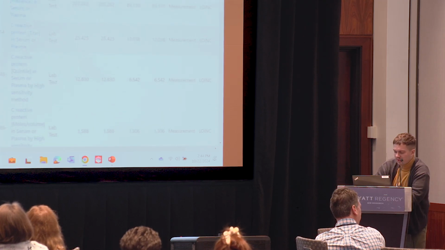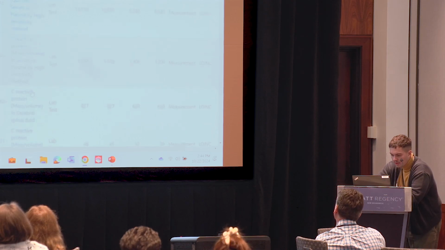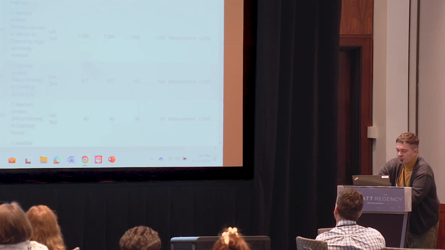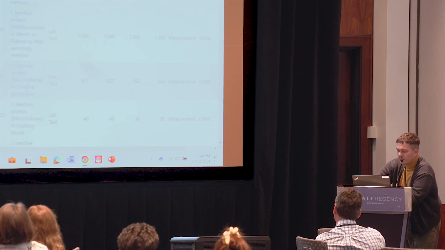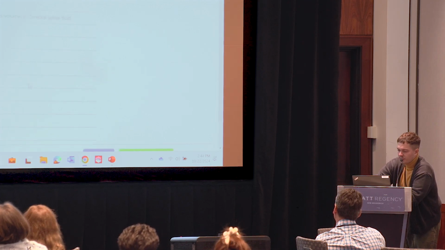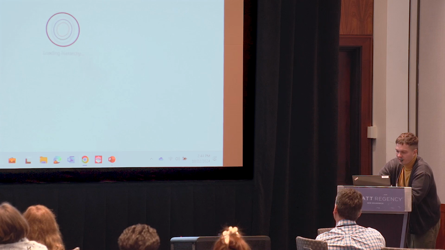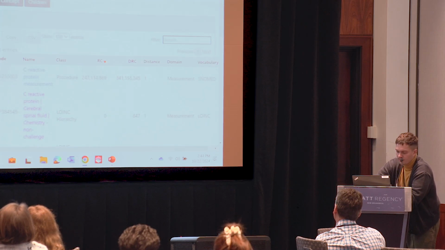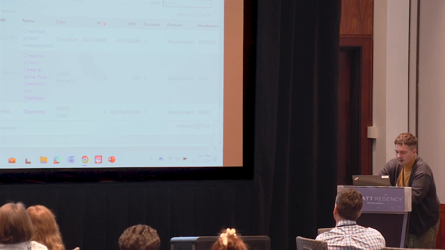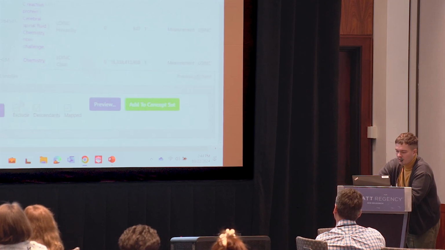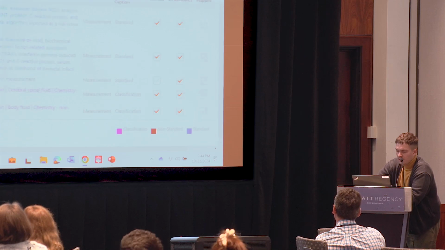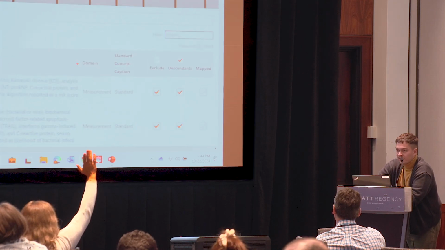We will keep all the serum and plasma, and we will find the same situation, that the CRP was measured in cerebrospinal fluid, CSF. And we will do the same. We will go to the hierarchy and exclude these codes. Exclude descendants. So yeah.